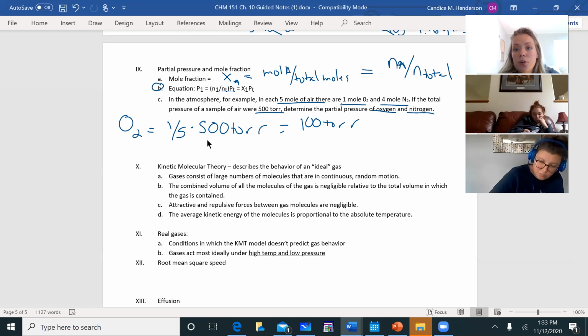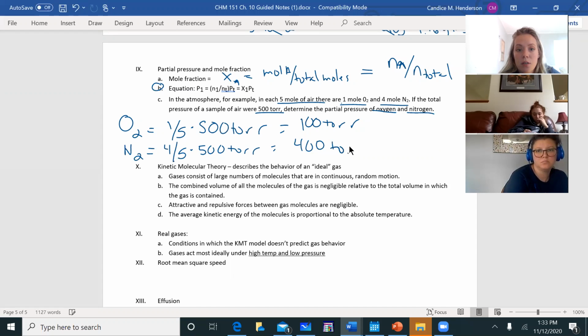Now, what if we do it for the N2? N2 has a stronger concentration, right? It has a 4 in 5 ratio, 4 moles in every 5 moles of air. I would also multiply that by the total, 500 torr. And what we would get is 400 torr.